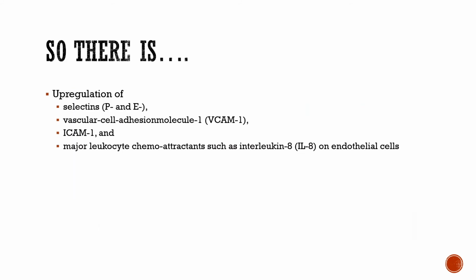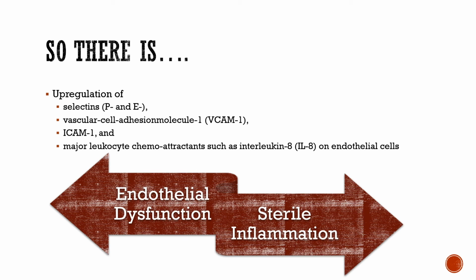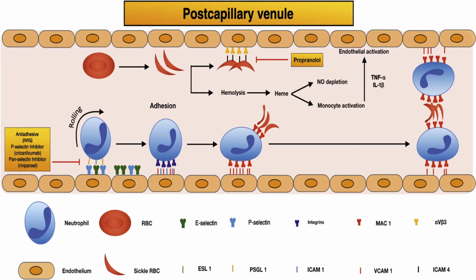So there is an upregulation of the selectins, both P and E selectins, P for platelet, E for endothelial cells. The vascular cell adhesion molecule VCAM1 will also increase, ICAM1 will increase, and there will be a marked increase in major leukocyte chemoattractants like interleukin 8. So all this will lead to endothelial dysfunction and sterile inflammation. This is the same as what we learned in our basic pathology classes in second year.